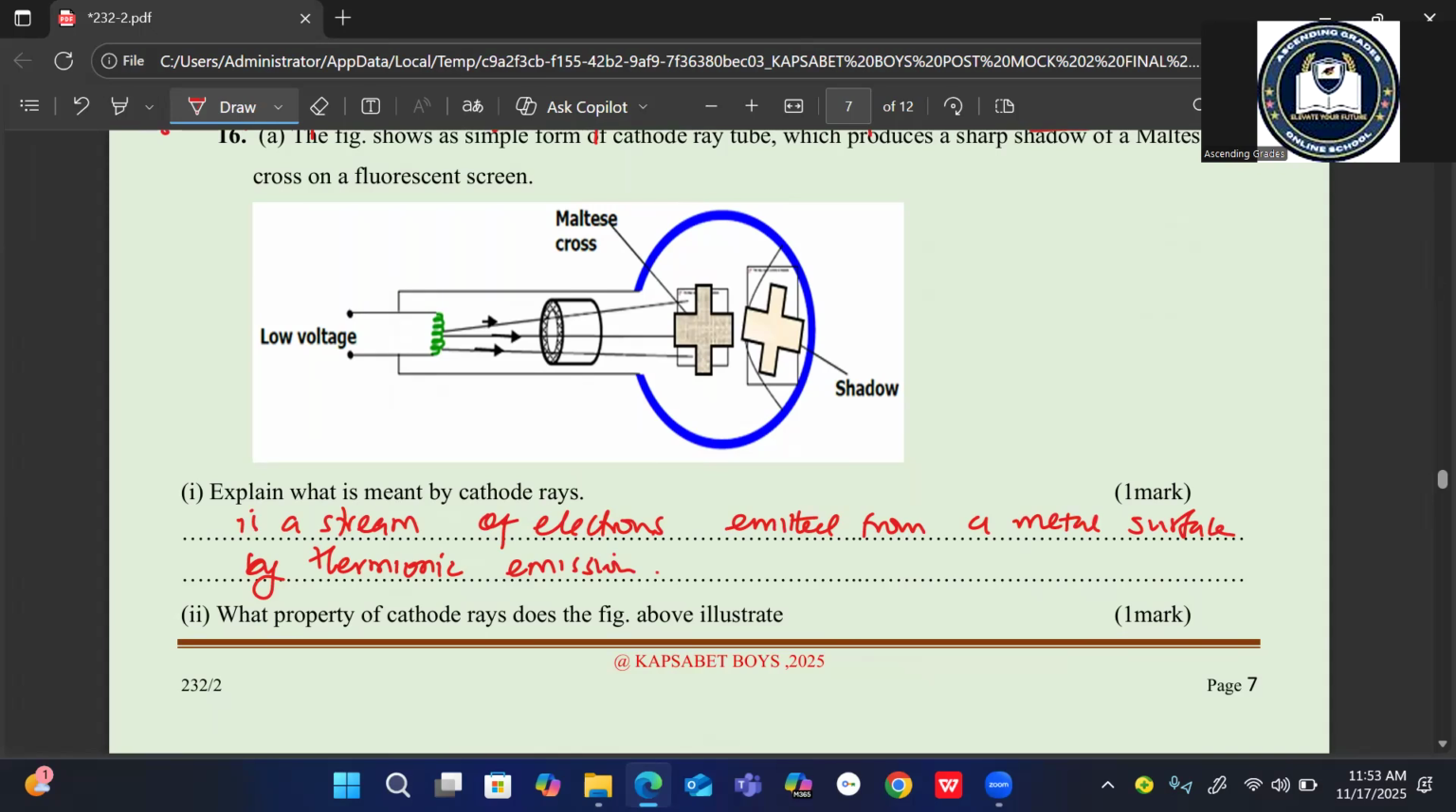Then, since it is forming a shadow here, you will ask, what property of cathode rays does the figure illustrate? It illustrates that cathode rays travel in a straight line. They travel in a straight line.